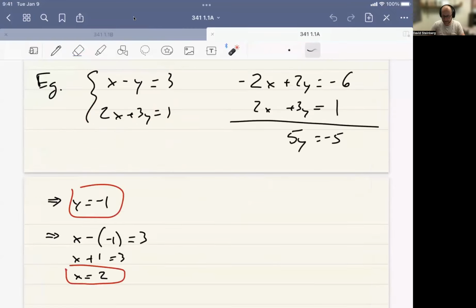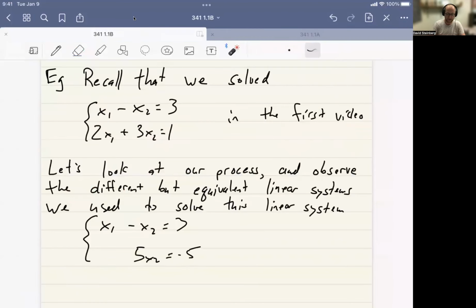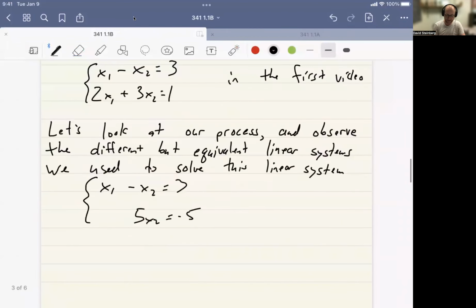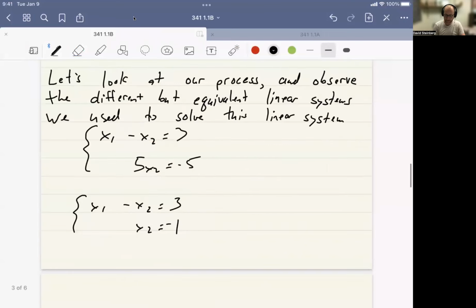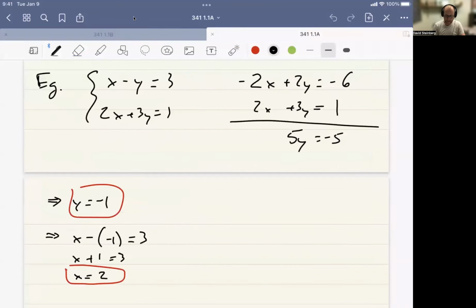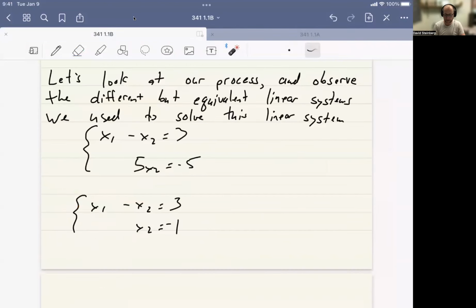The next thing we did, once we had 5y is equal to -5, well, we can divide both sides of this equation by 5 to get y is equal to -1. So the next equivalent linear system that we have didn't have us changing that first equation at all. It just had us dividing both sides here by 5. So this is x2 is equal to -1. And then finally, I think we plugged in the value for y into our original equation, but the same thing we could do.